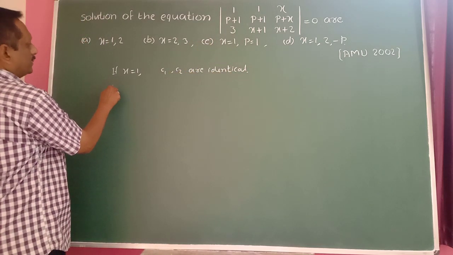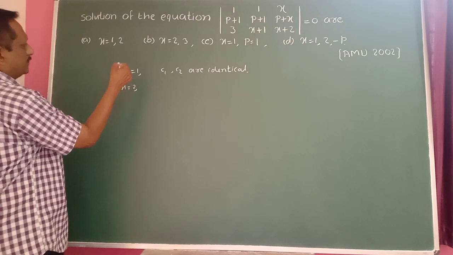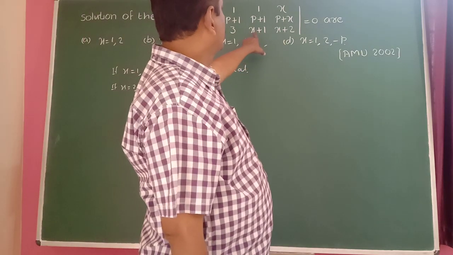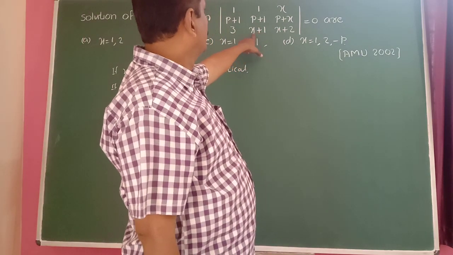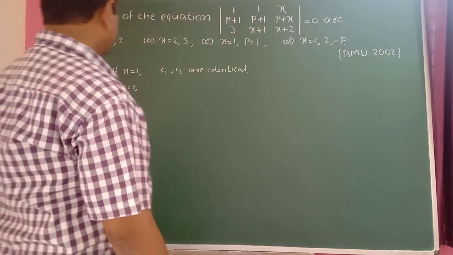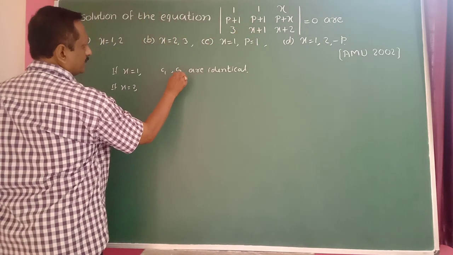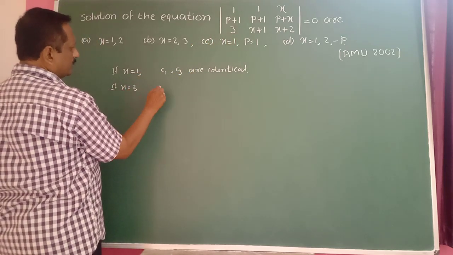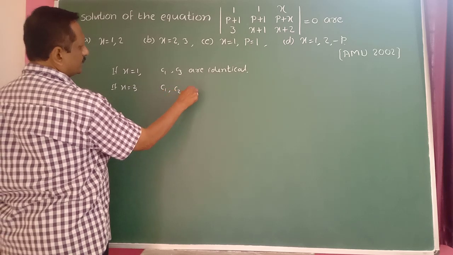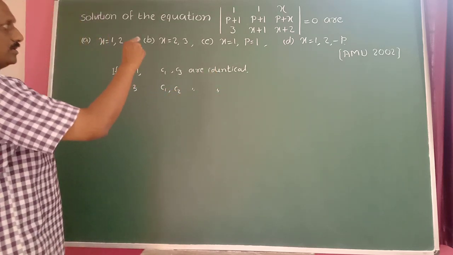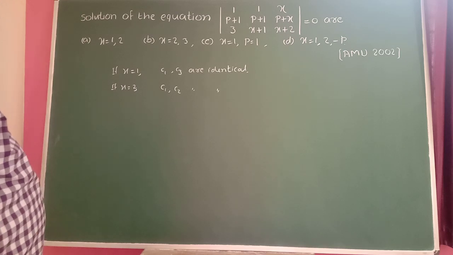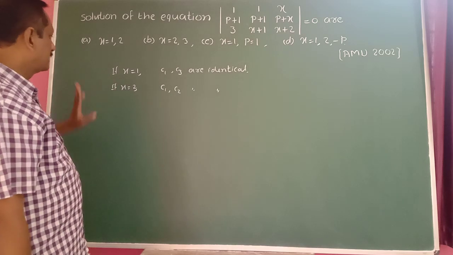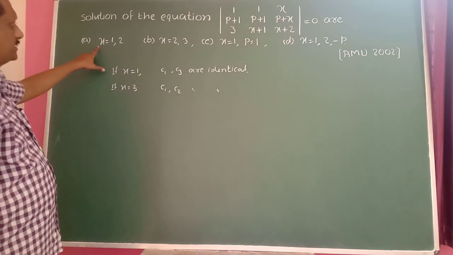When x equal to 2 here, if x value is 2, then substitute here. X equal to 2, 2 plus 1 becomes a 3 here. In that case, first and second columns are identical. If x is equal to 2 here, first and second column are identical. If two columns are identical, then the value of the determinant is 0 here. Therefore, both are correct here. So obviously, first option is correct here.